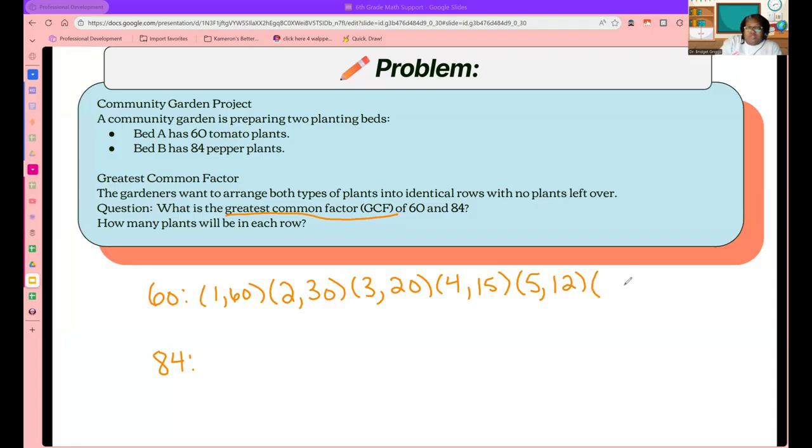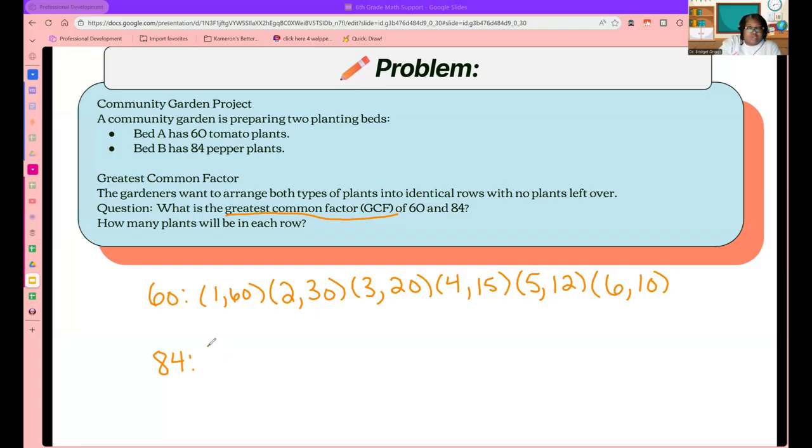And we can also do 6. Well, 6 times what gives us 60? 6 times 10 gives us 60. Now we have found all of the factors for 60. Let's do the same for 84.